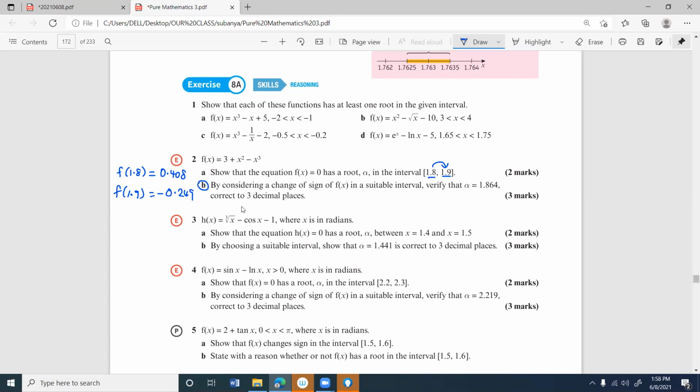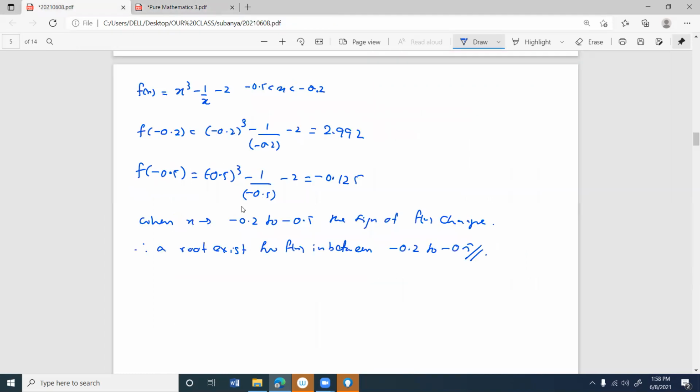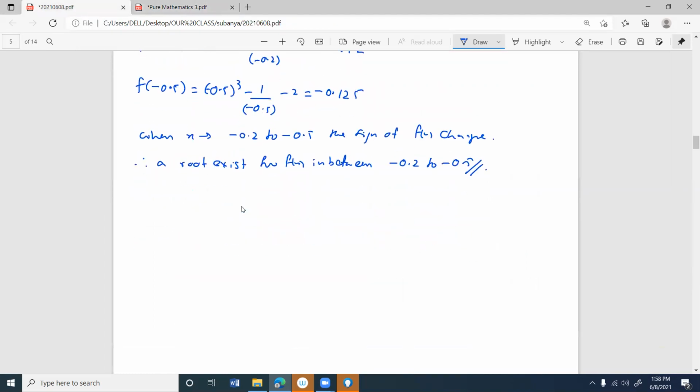We know that this is a solution for this cubic equation, correct to 3 significant places. We need to show that the root is correct to 3 decimal places for this cubic equation. Let's see how to do this question.